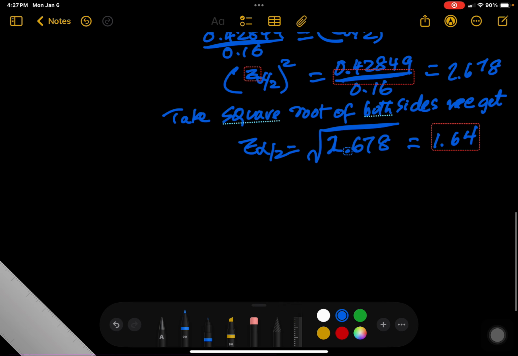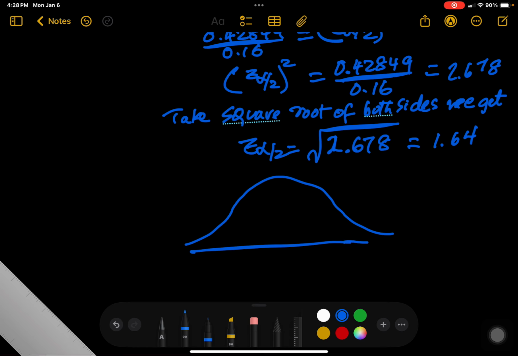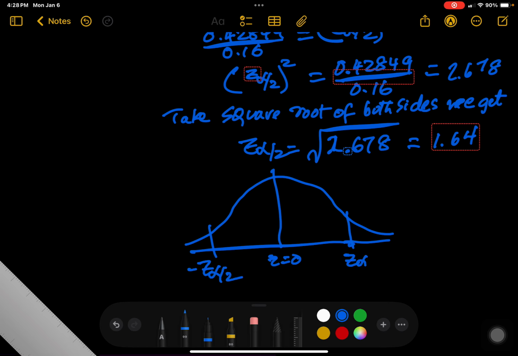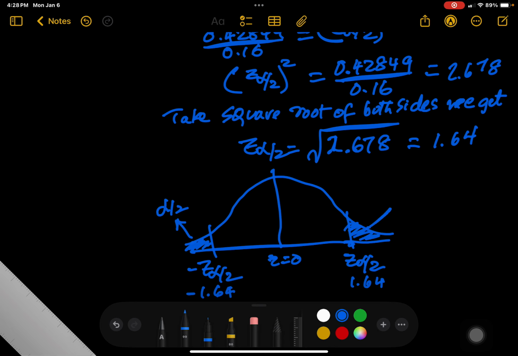So if we draw the picture now of the standard normal curve, this is the center, z is equal to 0, and on both sides I have minus Z alpha by 2 and positive Z alpha by 2. So minus Z alpha by 2 is minus 1.64, and positive Z alpha by 2 is 1.64. So this area is alpha by 2. This area is also alpha by 2. And in the center we have C, the confidence level, which is 1 minus alpha.